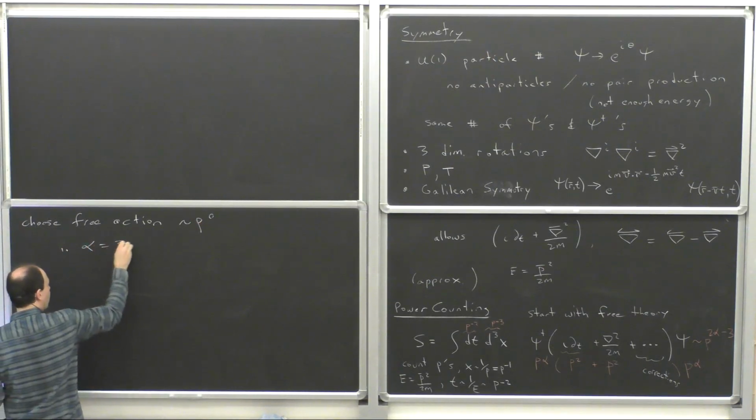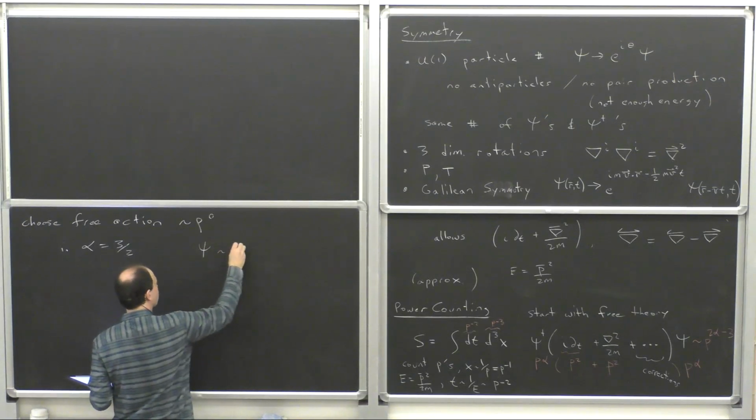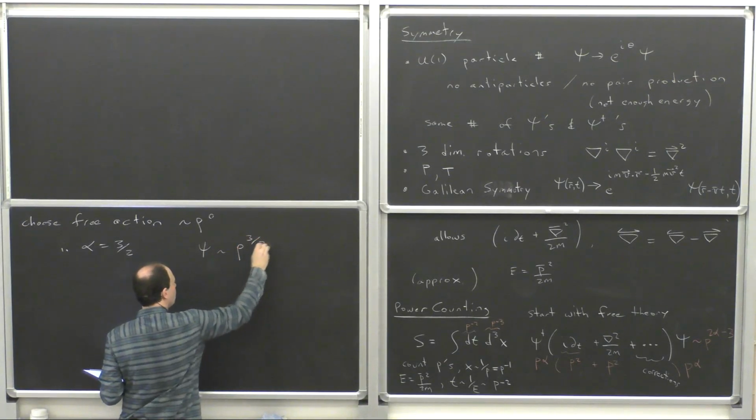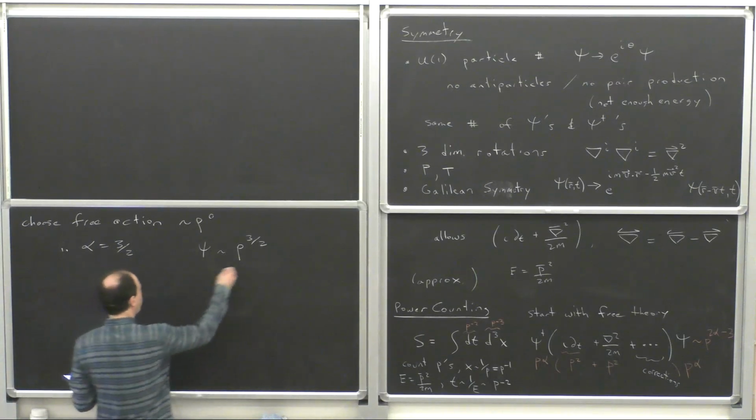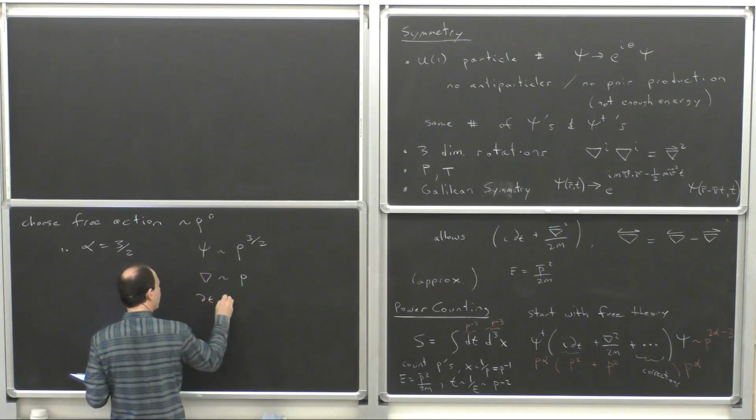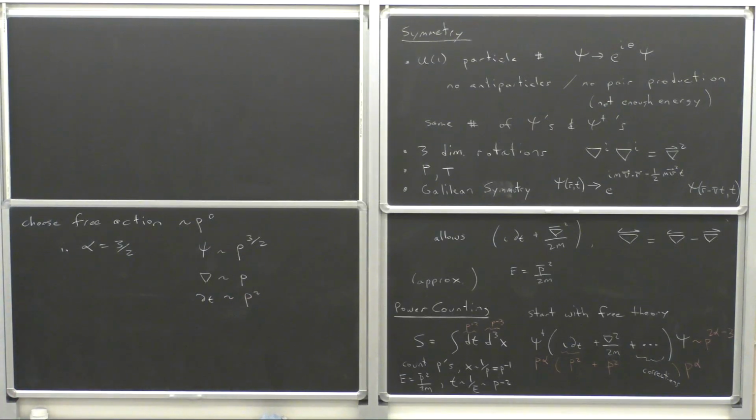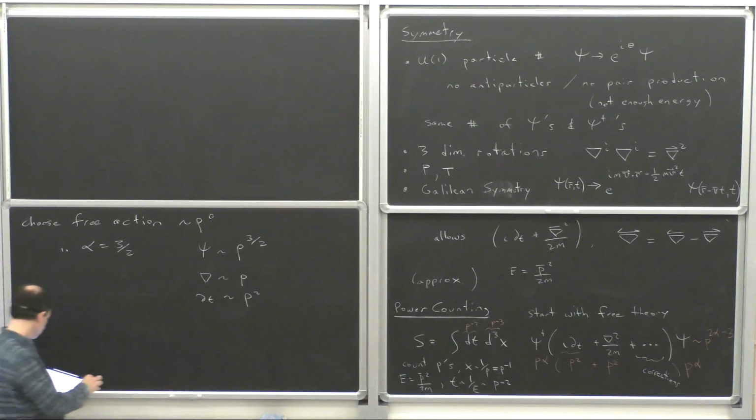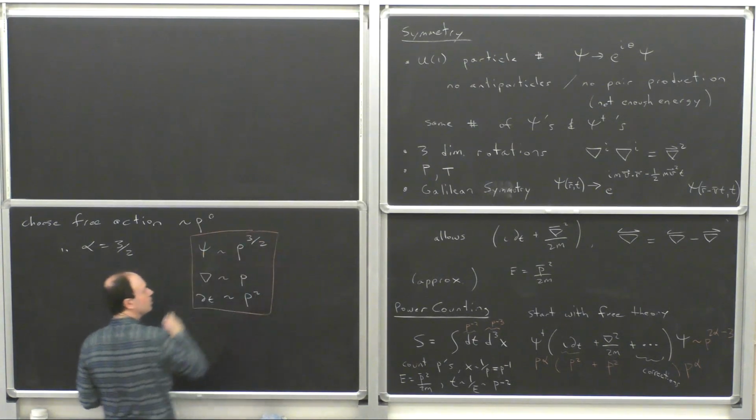So alpha is 3/2, and the field psi scales like p to the 3/2. Okay, so we have a power counting. Time derivatives scale like p squared, spatial derivatives scale like p. So it's not just dimension counting because time and space are treated differently. And psi scales like p to the 3/2. This is our power counting.